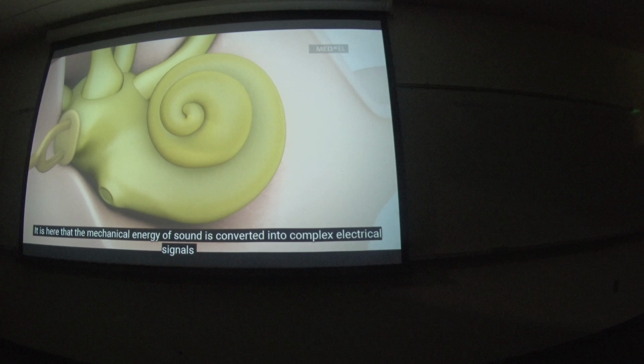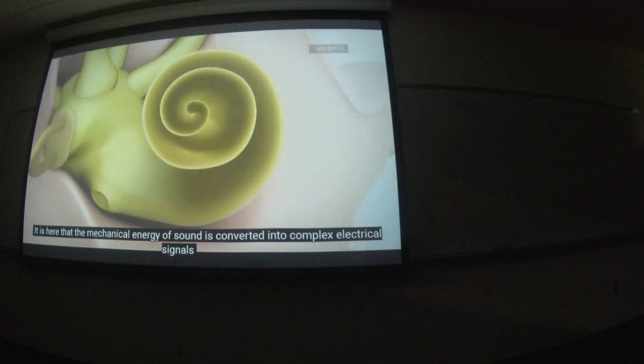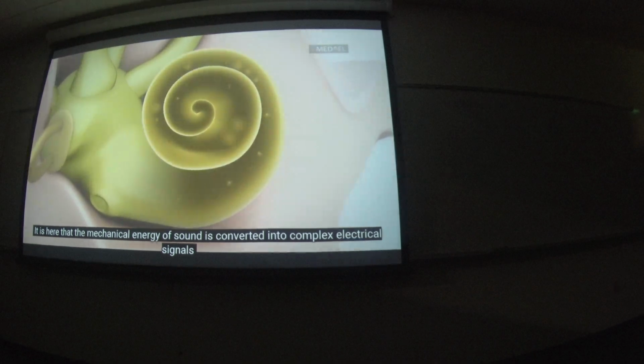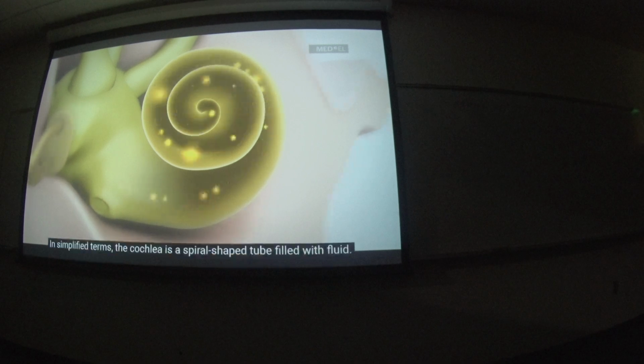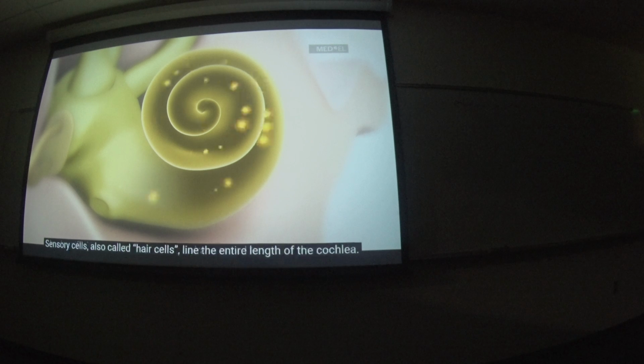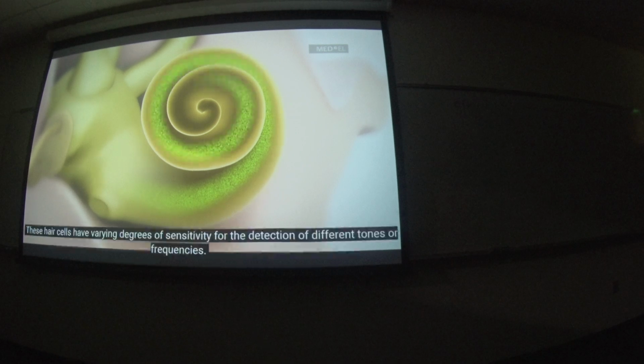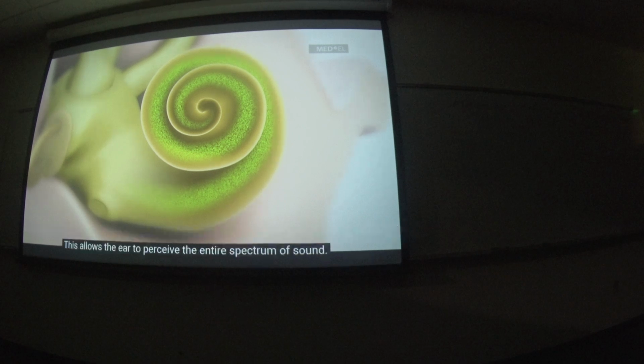It is here that the mechanical energy of sound is converted into complex electrical signals, which are then passed on to the brain. In simplified terms, the cochlea is a spiral-shaped tube filled with fluid. Sensory cells, also called hair cells, line the entire length of the cochlea. These hair cells have varying degrees of sensitivity for the detection of different tones or frequencies. This allows the ear to perceive the entire spectrum of sound.